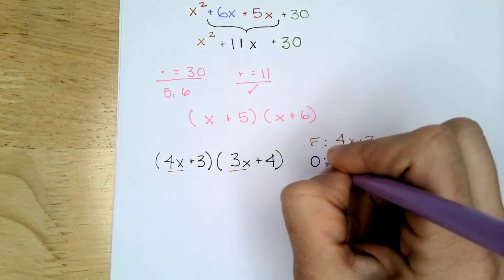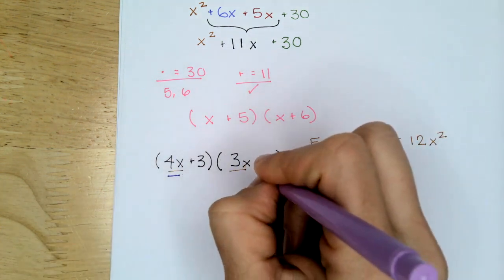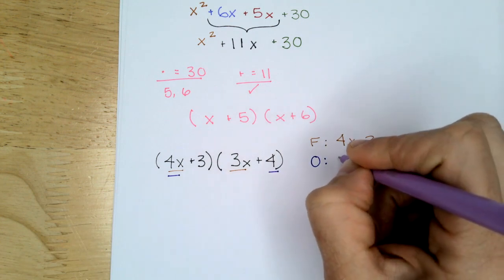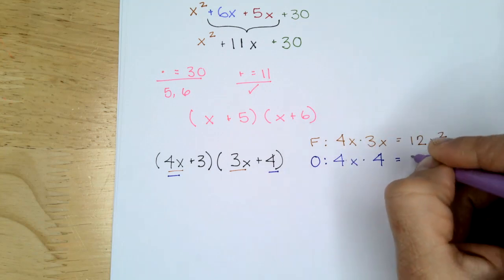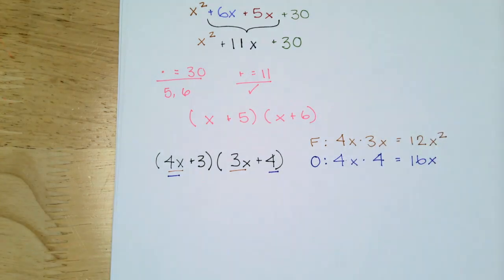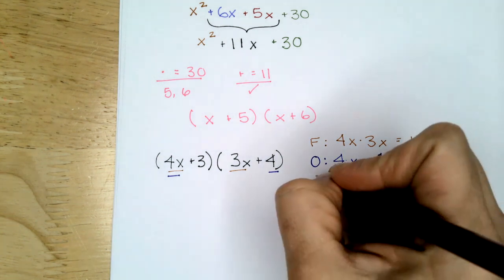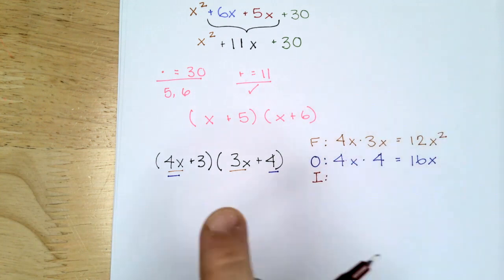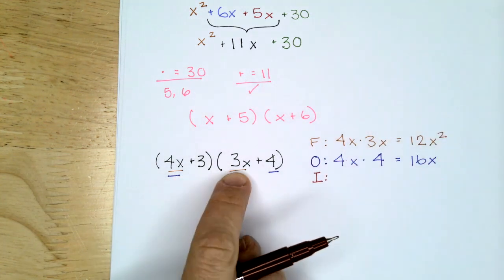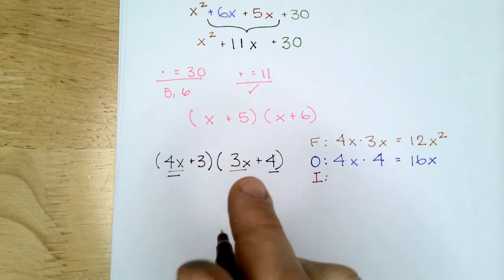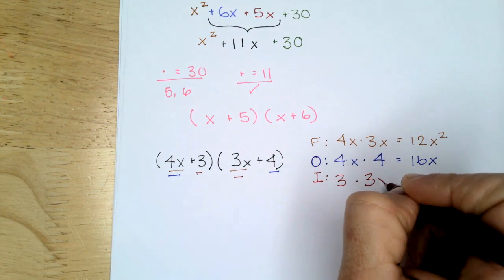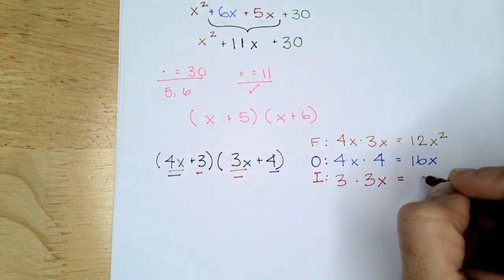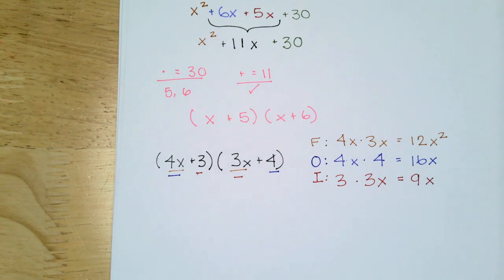Your O are your outside terms. So 4x times 4, they're both positive. 4x times 4 is 4 times 4 is 16x. I stands for inside. So my inside terms, I've done 4 times 3, 4x times 3x, 4x times 4. Now I'm moving on to 3 times 3x. Multiply the 3 and the 3, you get 9 with 1x.